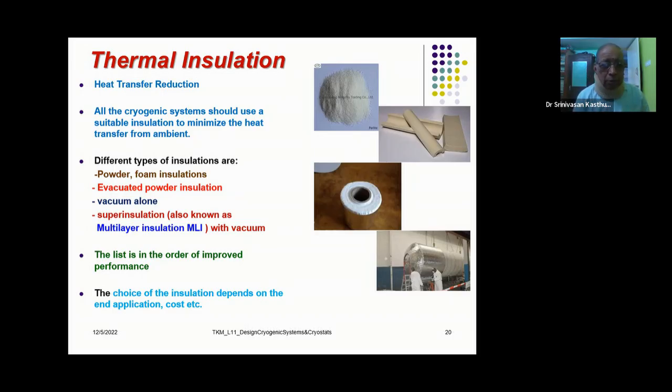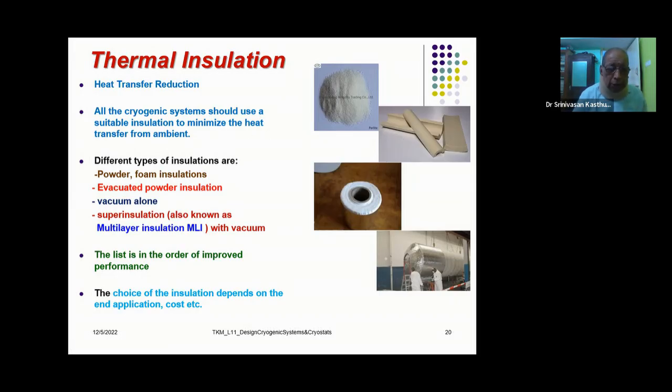All the cryogenic systems should use suitable insulation to minimize the heat transfer from ambient. Now, there are a variety of thermal insulations, and you can see in the photograph some of them are shown. Before we look at the contents, what is shown? What are the types of insulation that can be used?